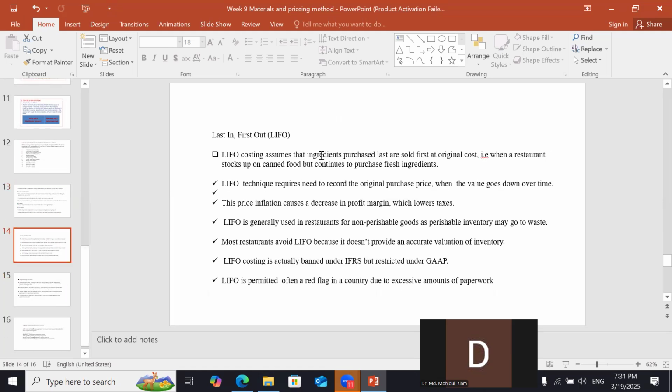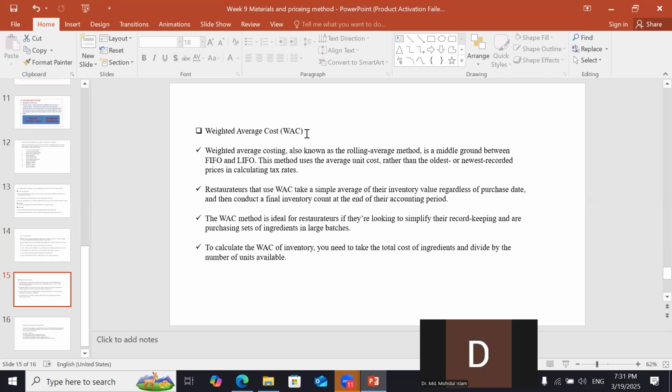And LIFO is not popular because the accounting rules and regulations, IFRS, do not allow the LIFO method. The LIFO method is only for the American market; American industries follow the LIFO method to produce a product. But our country does not allow the LIFO method, so I ignore it. If you want to know about the LIFO method, you can personally read from my slide and other material sources.